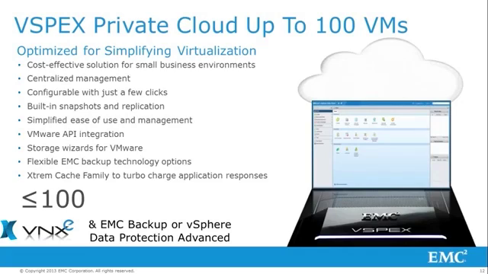The VNXe series comes in two models and is EMC's entry-level next-generation architecture designed specifically to be cost-effective for SMBs, for use in remote office or branch office environments or departmental applications where traditional storage and administrative skills may not be available.